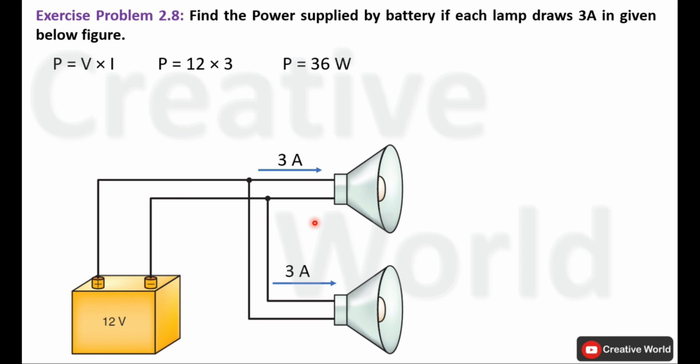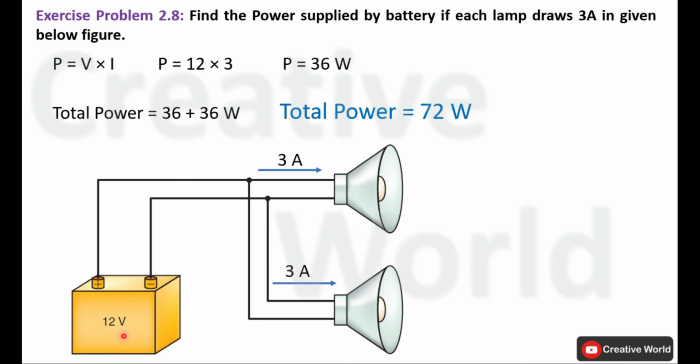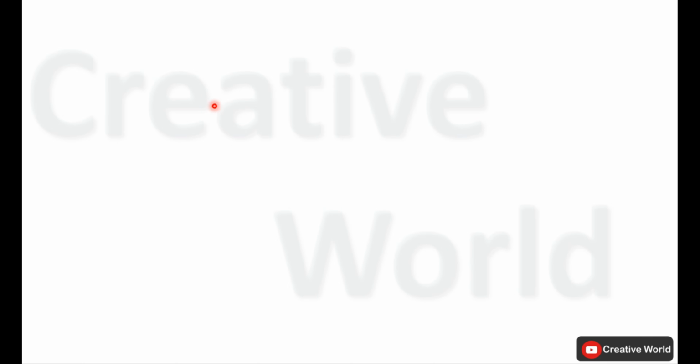Both lamps are drawing 3 ampere and both have the same potential across them due to parallel connection. So the other lamp will also consume 36 watt of power. So the accumulative power being supplied by this battery will be the sum of both powers, that is 72 watt. This battery is supplying 72 watt power. Move towards the next problem 2.9.